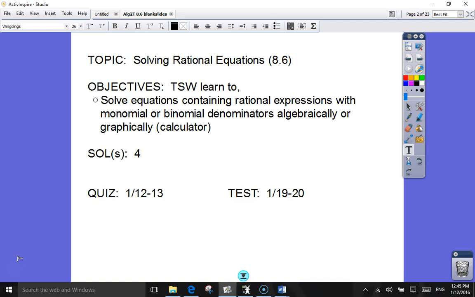Okay. So the SOL, the standard, says that we should learn how to solve these algebraically or graphically. And by graphically, it means you're going to use a calculator. It has to be. So that's why we're doing that.